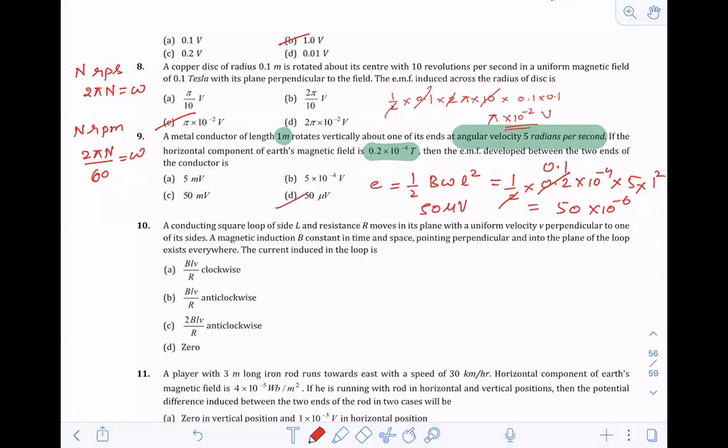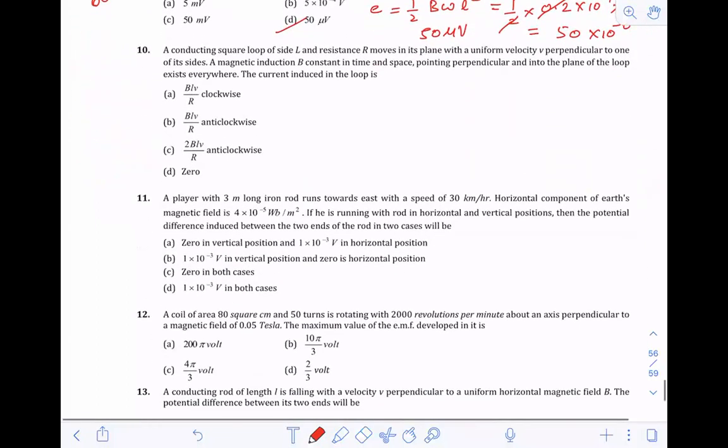0.2 divided by 2 is 0.1. Okay, so option D is correct.